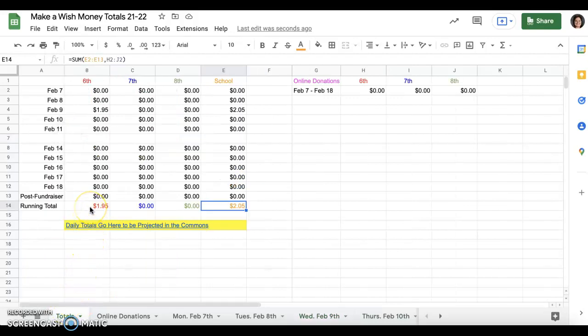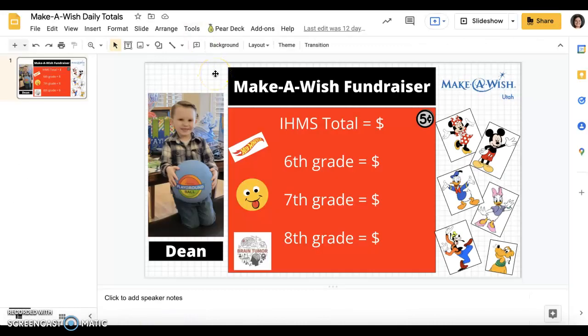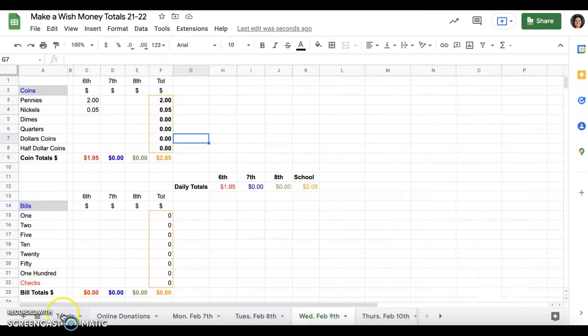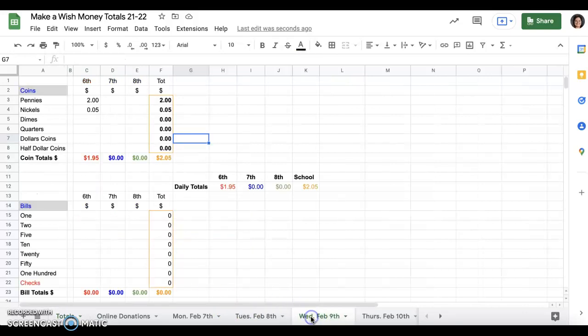Your job, please, is to take these totals, they'll automatically be calculated, and put them on this link. That is the link right here that automatically is displayed in the comments. That's it. Please input the dollar amounts, and then please input the daily totals onto the slide. That's it.